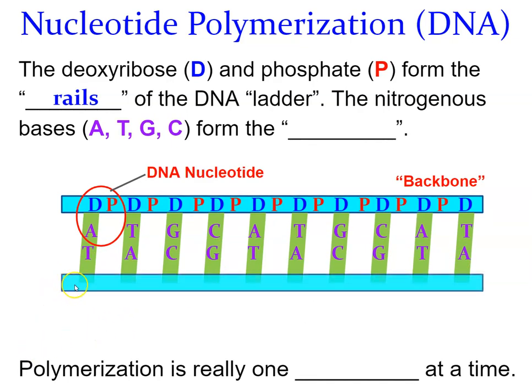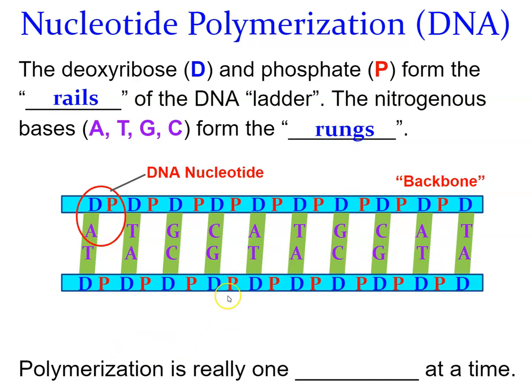And as we add the other rail to the ladder, or the other backbone to the other polynucleotide, we see that the nitrogenous bases, the base pairs, are what form the rungs of the ladder. So the deoxyribose and phosphate form the backbone, or the rails of the ladder, and the nitrogenous bases form the rungs.